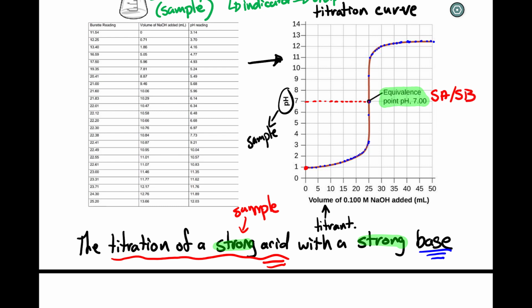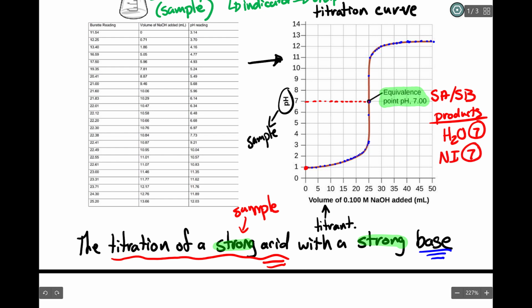And the reason for that is when you titrate a strong acid with a strong base, your products are going to be water, which is neutral, and a neutral ionic salt, which is neutral, and so your pH is going to be 7. So I know that this is the titration of a strong acid because when I look at the sample pH, it's acidic. Now I can't titrate an acid with an acid. I got to titrate it with a base. So I know that this is the titration of an acid with a base.